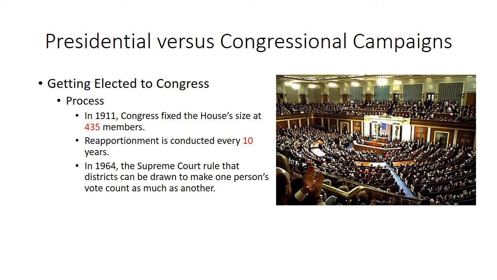Now, the getting elected process. In 1911, Congress fixed the House's size at 435, and the reason for that is it made sense because with today's growing population, we would have something like a Superdome filled with congressmen, somewhere over 50,000, I believe. Reapportionment, remember, is conducted with the census every 10 years, and then they realign the 435 members based on that. In 1964, the Supreme Court ruled that districts can be drawn to make one person's vote count as much as another's.